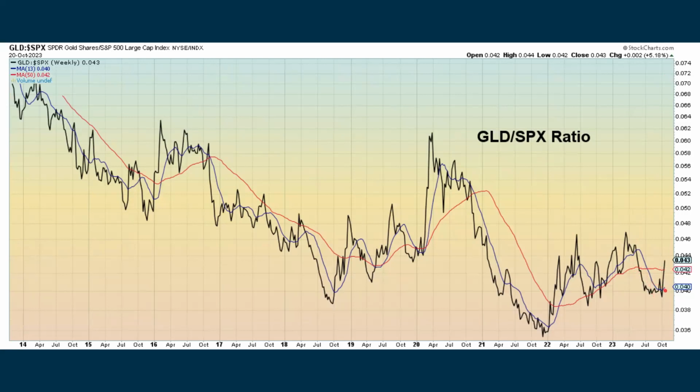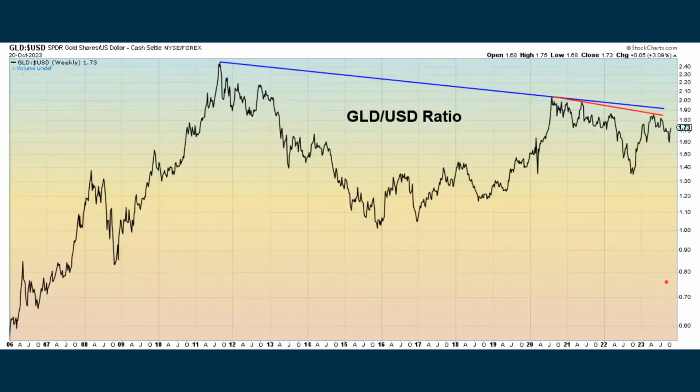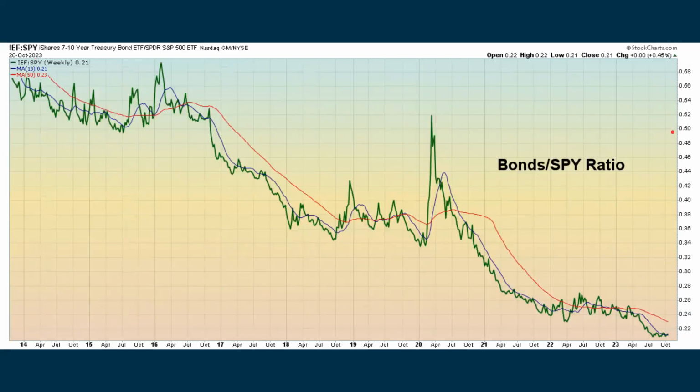It's still in a longer-term downtrend, but if this continues to go up, we might see more of a golden cross in the near future. And gold is coming back a little bit compared to the dollar, but the dollar's been strong, where gold has been weaker. But because of the geopolitical things going on in Israel, we're seeing gold starting to outperform on a shorter-term basis. Bonds continue to underperform stocks.